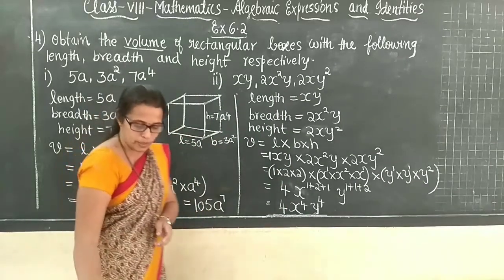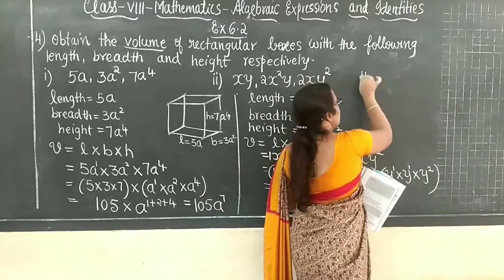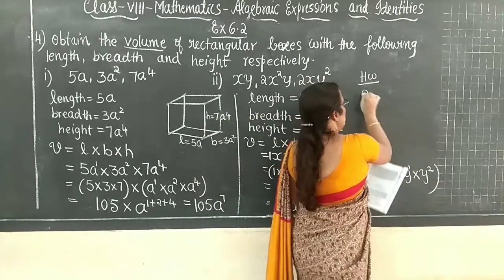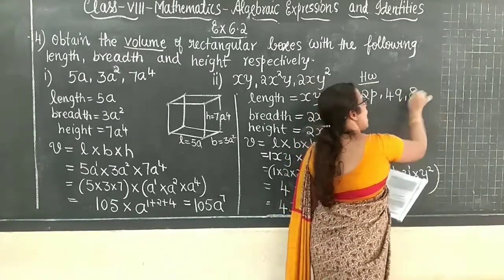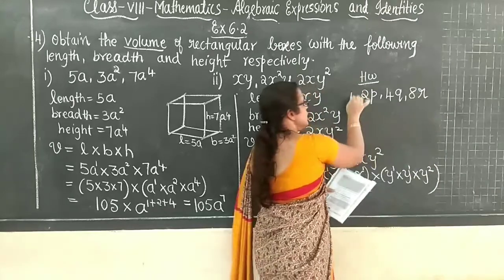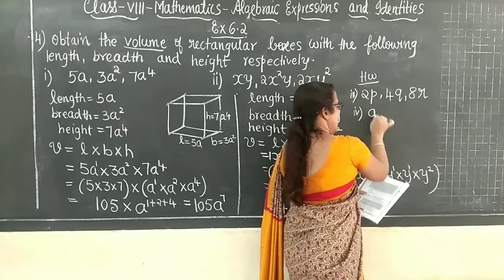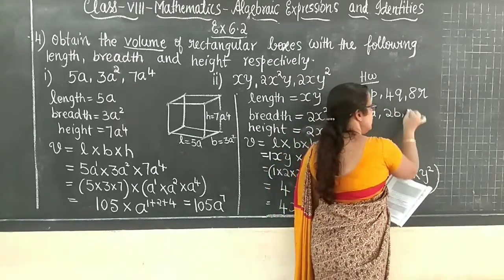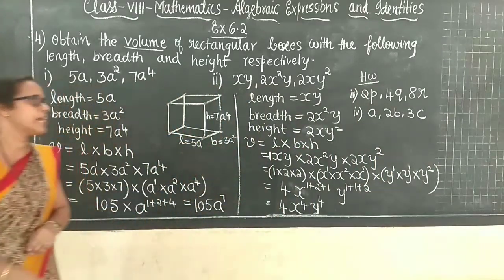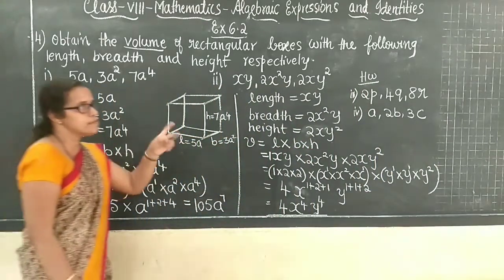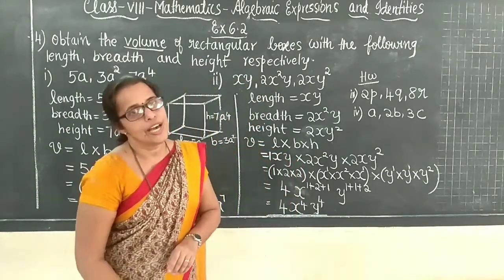Now I give you homework problems. You can do it in your maths class. Okay, so write down homework: 2p, 4q, 8r. Okay, so this is the third problem. Then the fourth problem is a, 2b, 3c. Like this method you have to use and try to do it. These are simple problems everybody can try in your maths class. So now let us move to the next video.